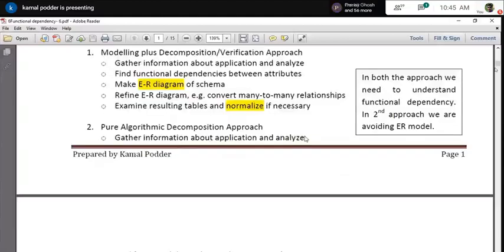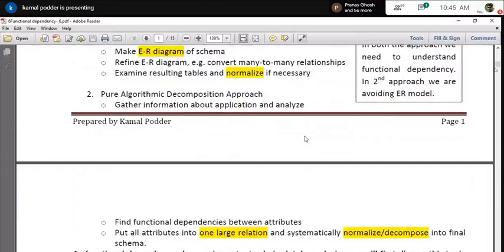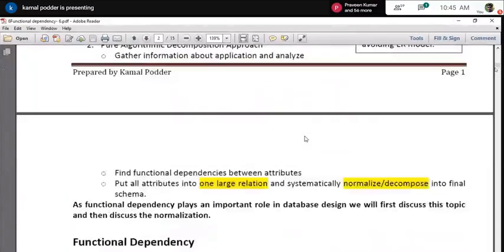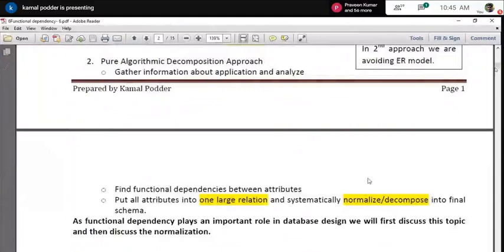And there is another approach, which is the pure algorithmic decomposition approach. It is more of a theoretical thing, because until and unless you have heavy knowledge of a lot of mathematical things, you cannot do it. And you know that industry does not depend only on mathematics. A lot of analytical skill and other things you have to apply so that you can quickly do your job. That is also very important. Now, the pure algorithmic decomposition approach.